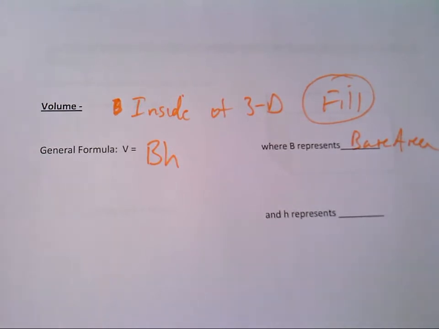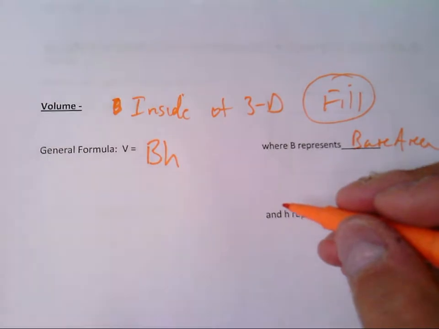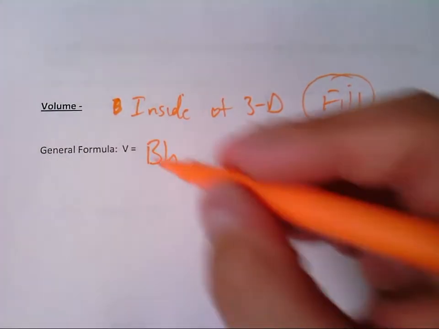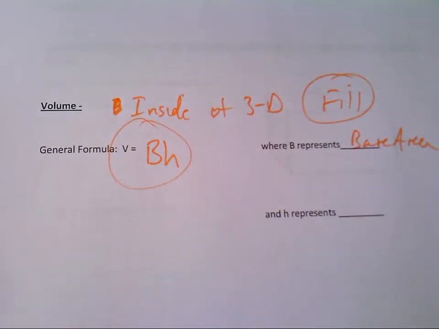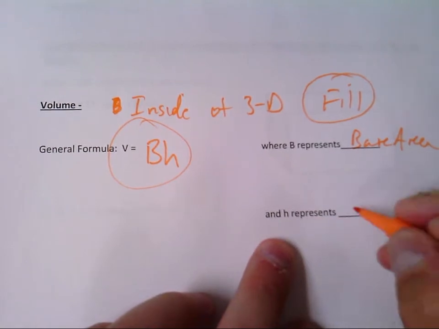If it's a square, you find the area of a square. If it's a rectangle, area of a rectangle. If it's a circle, area of a circle. So this generic formula can be used for a lot of different shapes, depending on what the shape of the base is. If it's a triangular base, you find the area of the triangle. All right, H represents clearly the height.